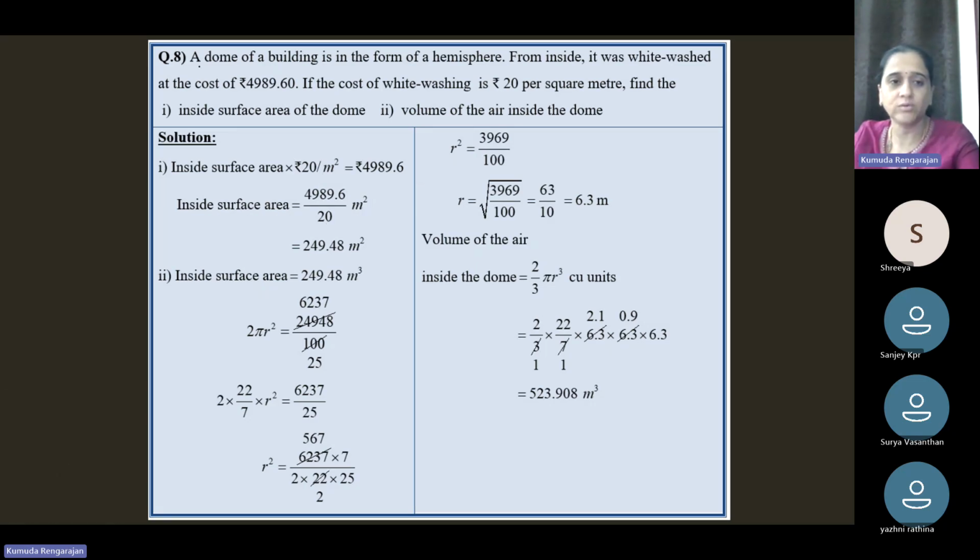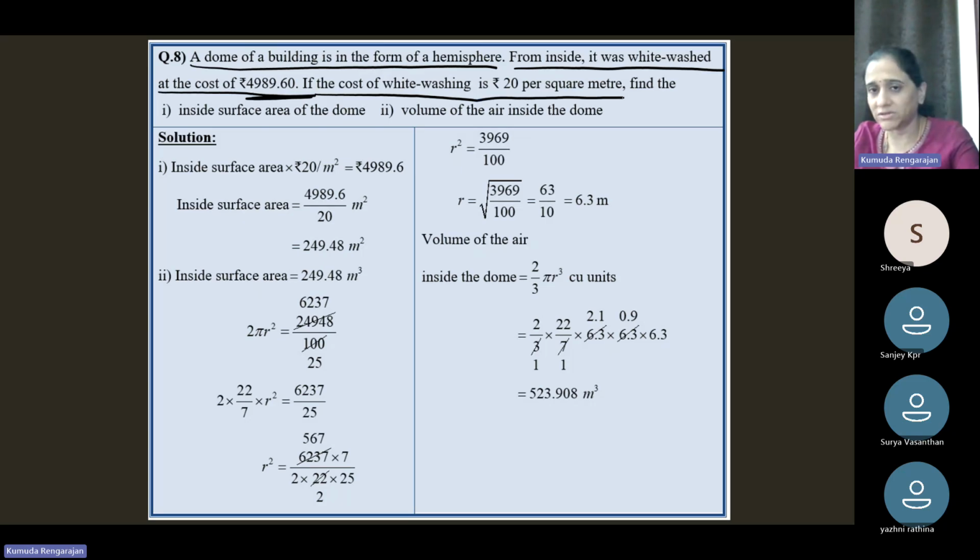Let me read the question for you. A dome of a building is in the form of a hemisphere. From inside, it was whitewashed at the cost of rupees 4,989.60. If the cost of whitewashing is rupees 20 per square meter, find the inside surface area of the dome and the volume of the air in the dome.